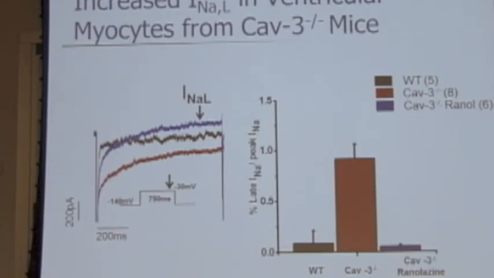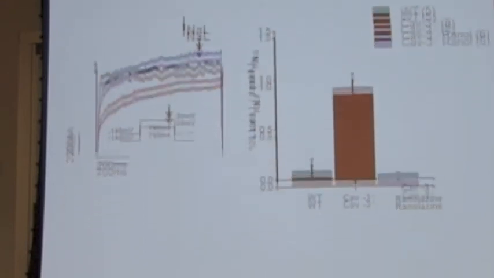So we think that knockout of CAV3 increases the late sodium current. And this is work from John Mikowski's lab, suggesting that one of the impacts that could lead to action potential prolongation is more late sodium channel current.